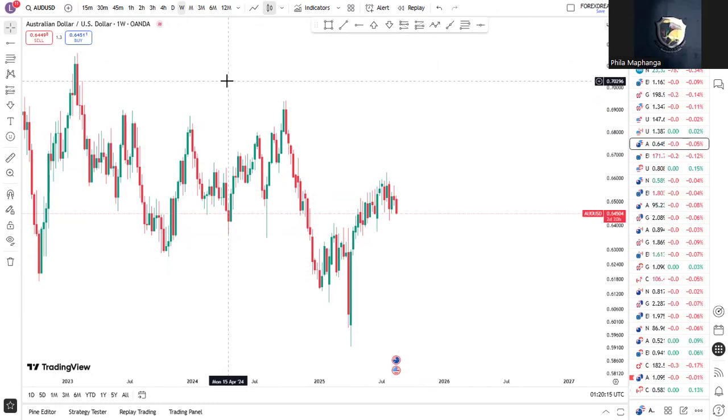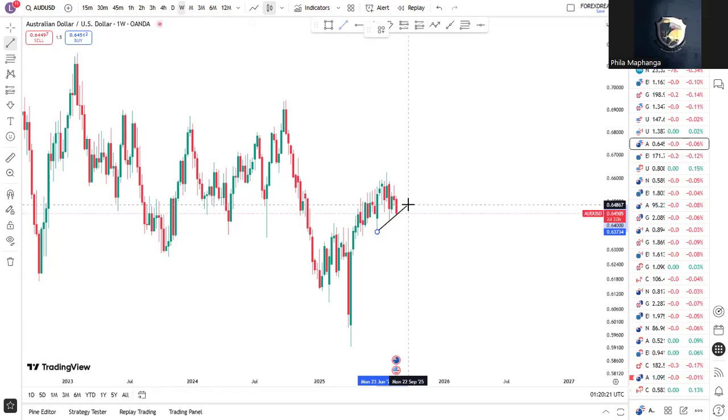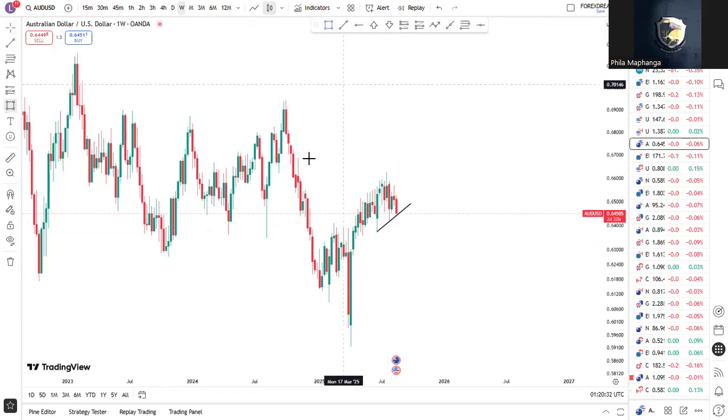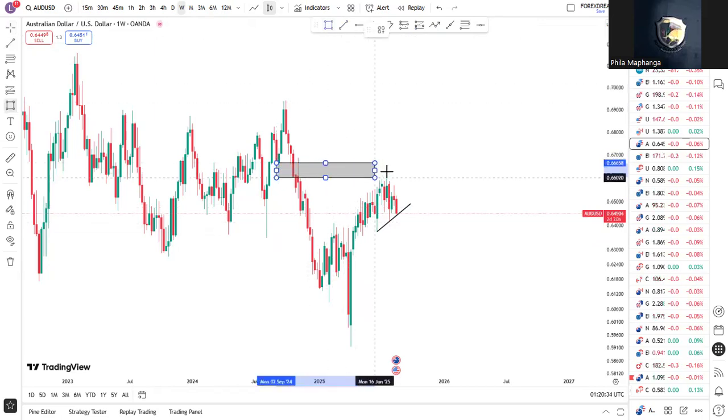Now, from weekly time frame, what do we do? We move to daily. Before we move to daily, what else do you see? Here you have a trend line. This trend line is about to be tested. Here's your first time touch. Here's your second time touch. Now, let's highlight this one as a zone.